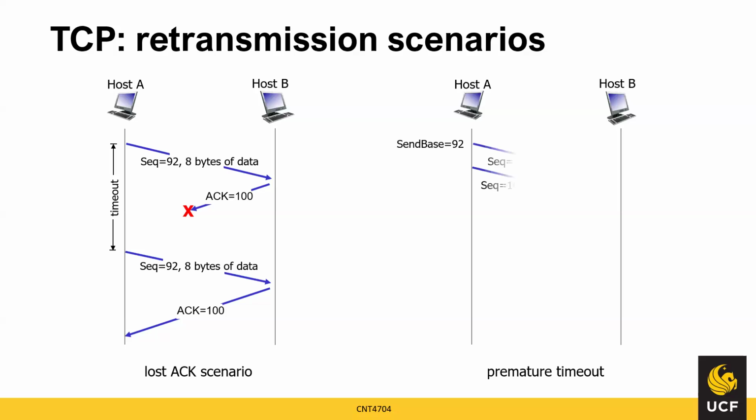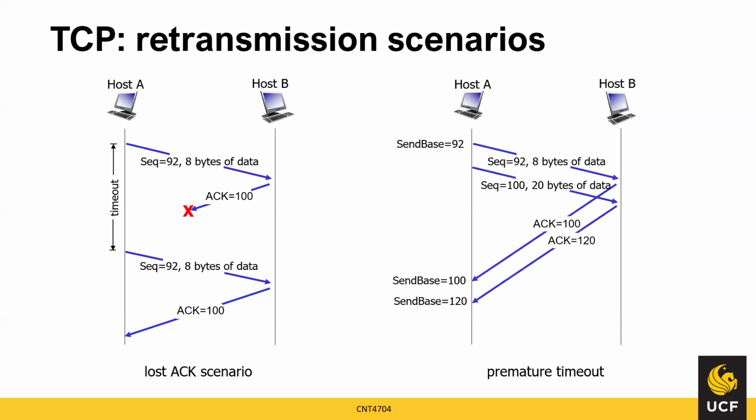In the second scenario, we have two segments being sent, one carrying 8 bytes and another one carrying 20 bytes. They both reach the receiver, but both acknowledgements are delayed on the way back. So the sender experiences a premature timeout for the first one. Then the timeout runs out.